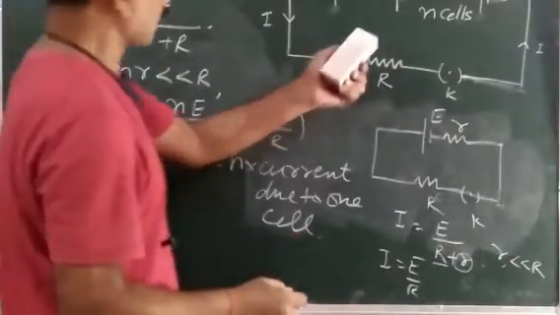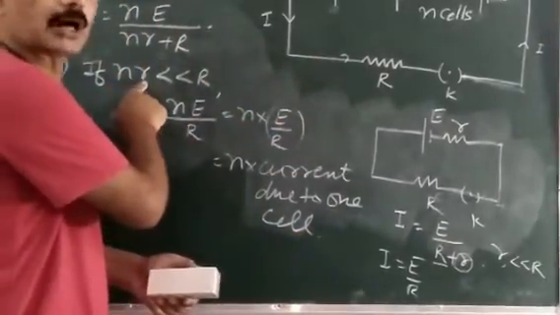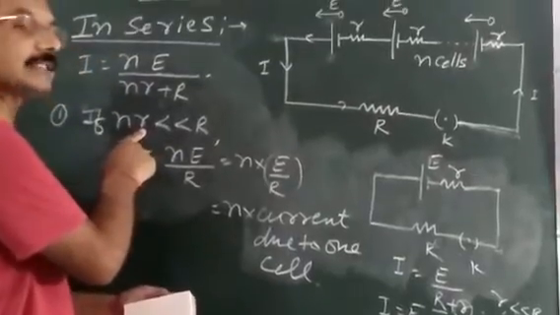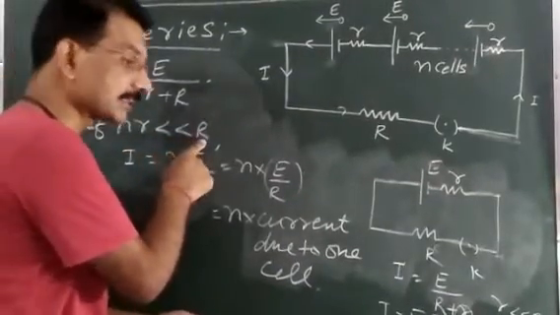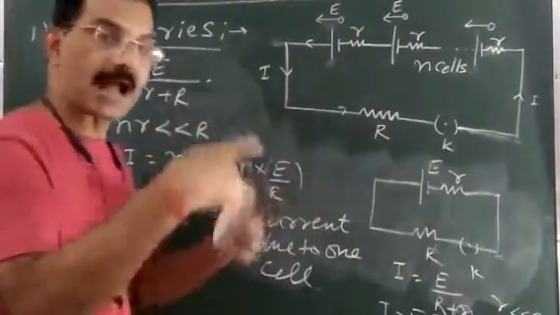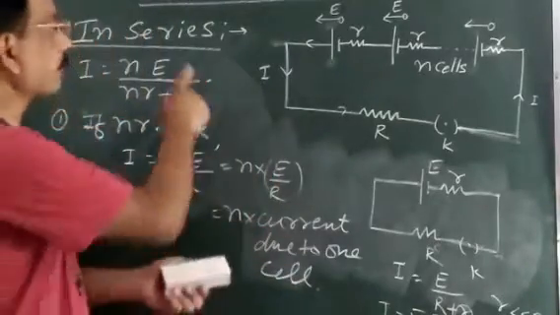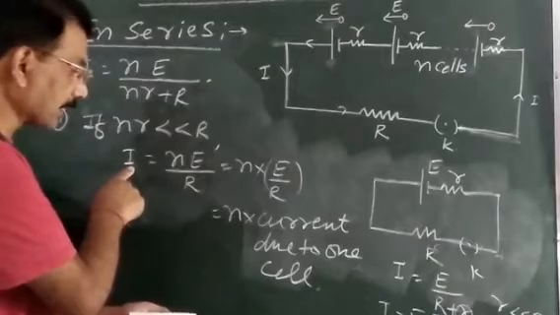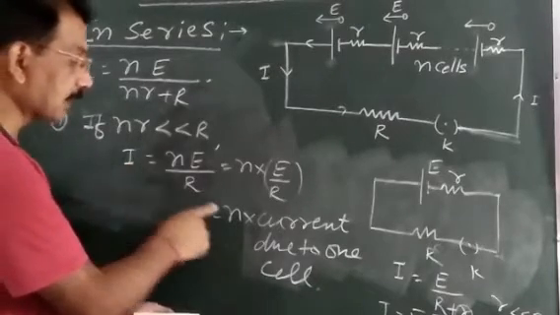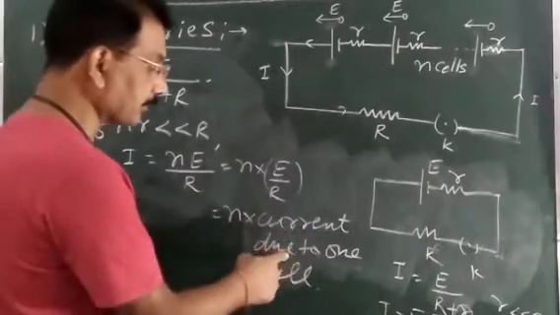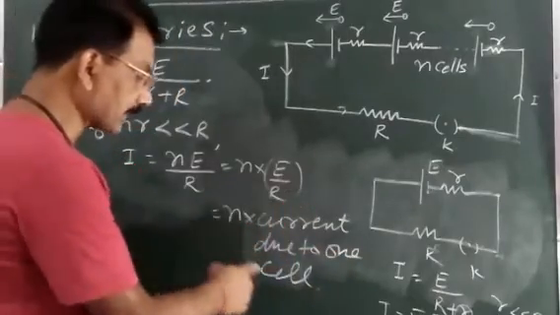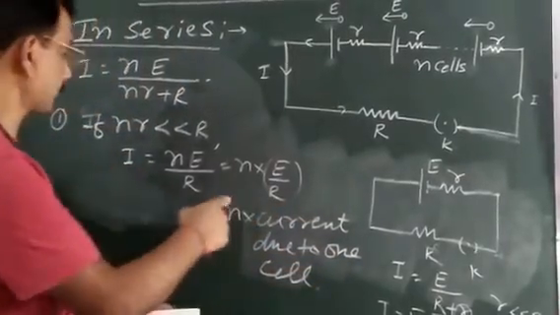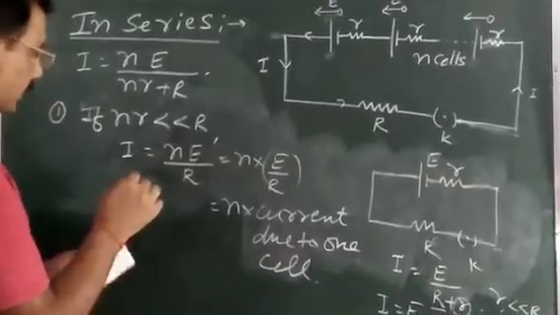It means if the internal resistance of the cells is very small in comparison to the external resistance, then for getting the maximum current in the circuit, we prefer the series combination of the cells. Why? Because in this case, the current in the circuit becomes N times the current due to one cell. So this one is beneficial for all of us here.